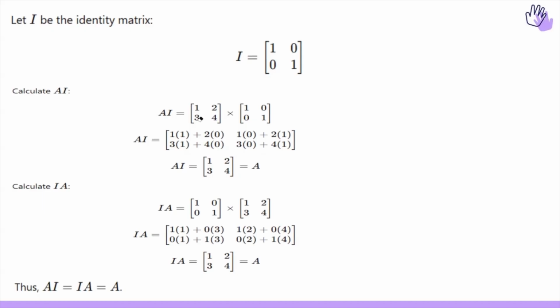So first calculate AI, we'll be getting the same A. Calculate IA, we'll be getting the same A. So therefore, we can say that I is an identity matrix.